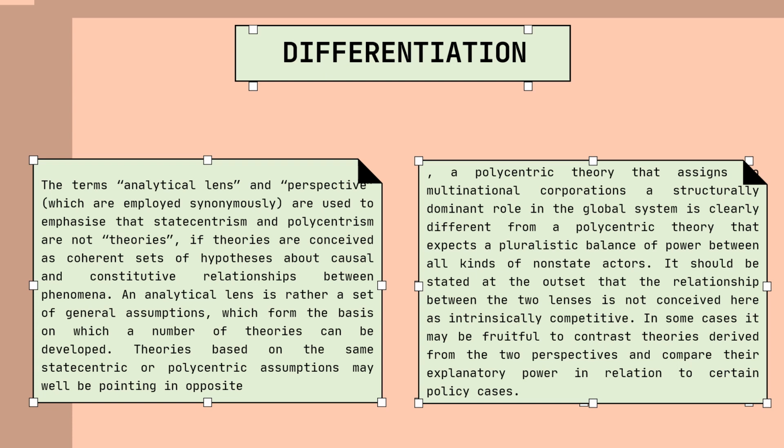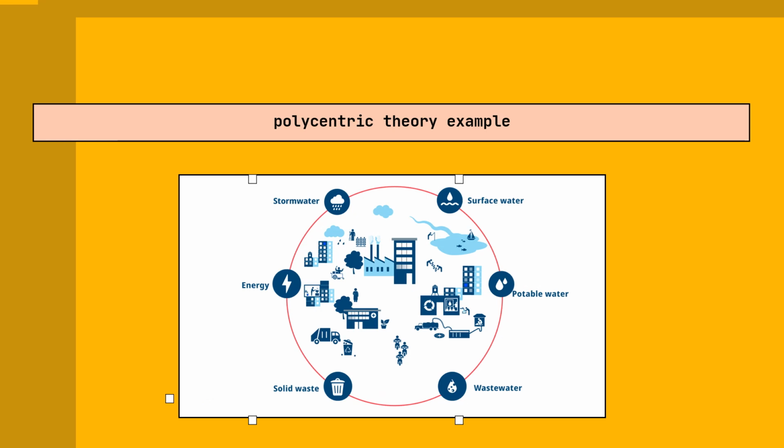It should be stated at the outset that the relationship between the two lenses is not conceived here as intrinsically competitive. In some cases, it may be fruitful to contrast theories derived from the two perspectives and compare their explanatory power in relation to certain cases. Polycentric theory example: stormwater, surface water, energy, potable water, solid waste, and waste water.